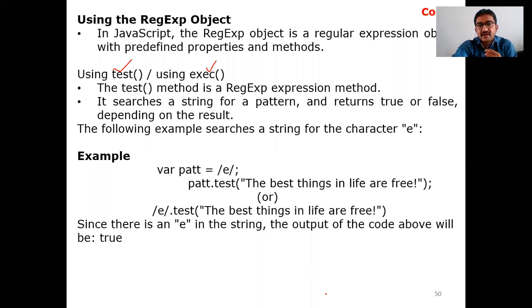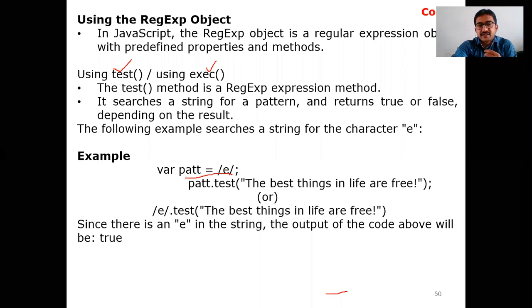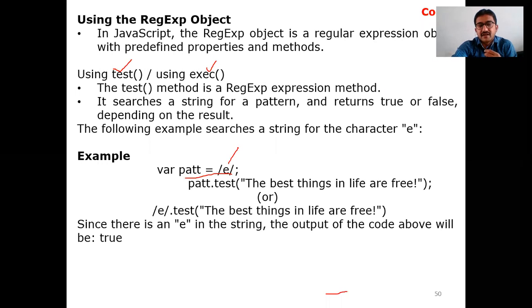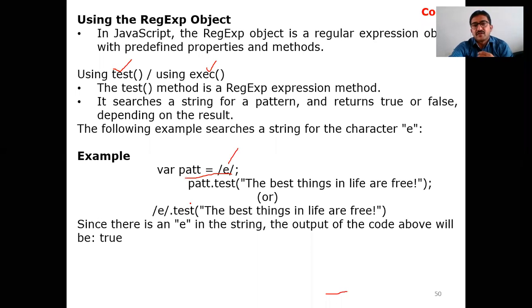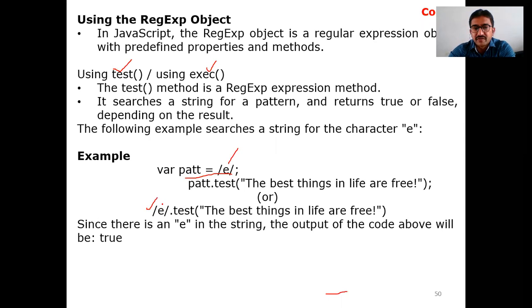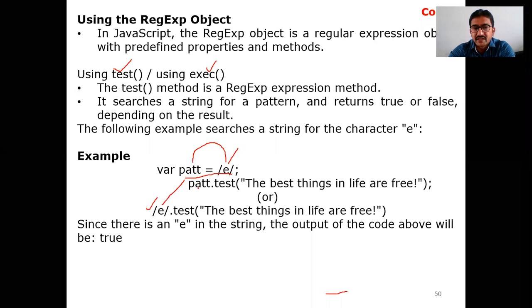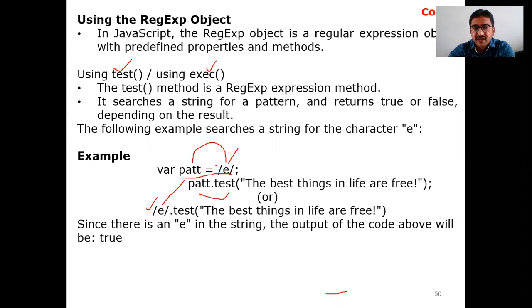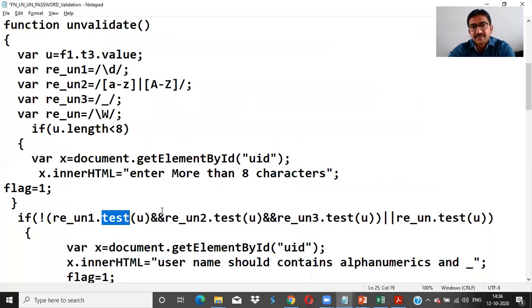What is the pattern here? This is the one. We are going to use the pattern slash e. We assign this pattern to a variable, and we call the test function, patt.test, or else you can directly call slash e. Like this also you can call. Instead of assigning the pattern to a variable and then calling variable dot test, you can directly use the pattern itself.